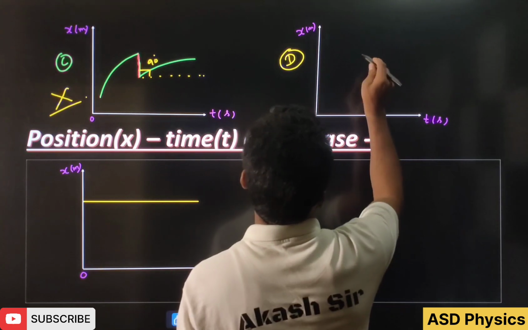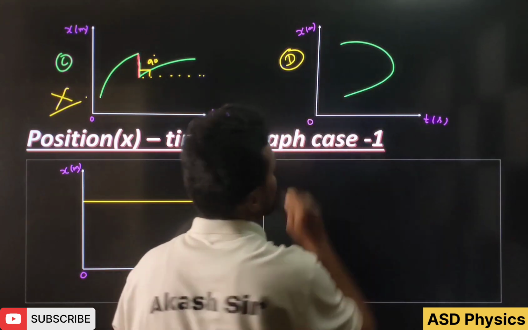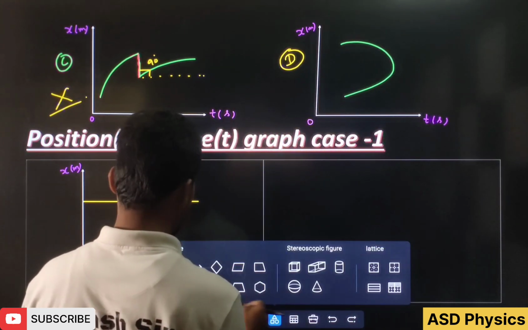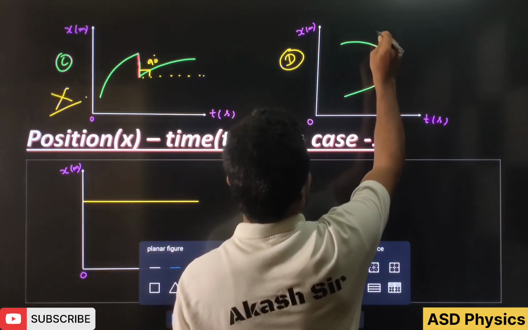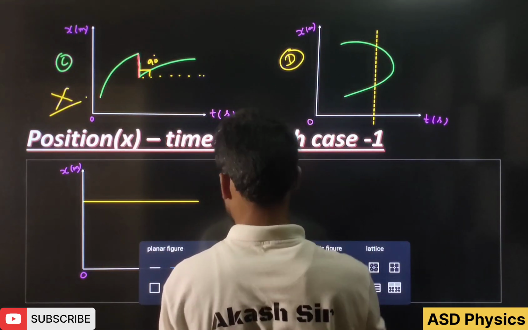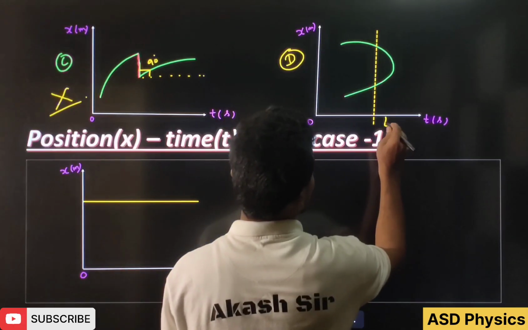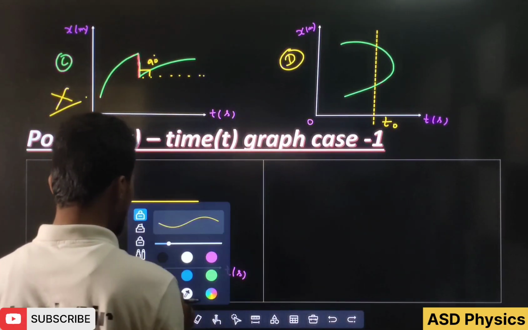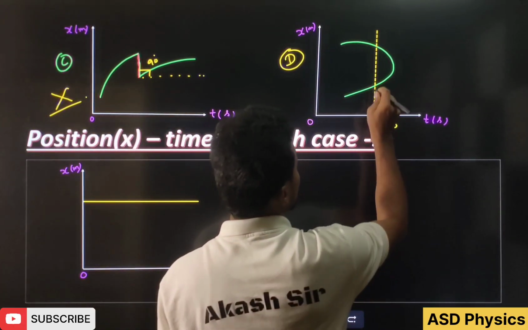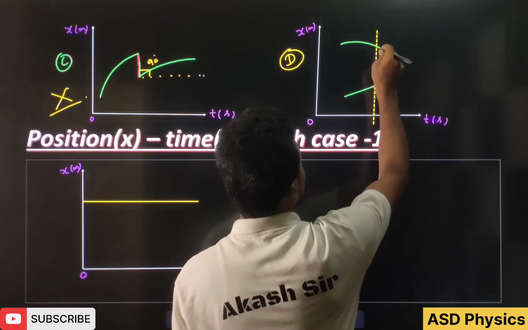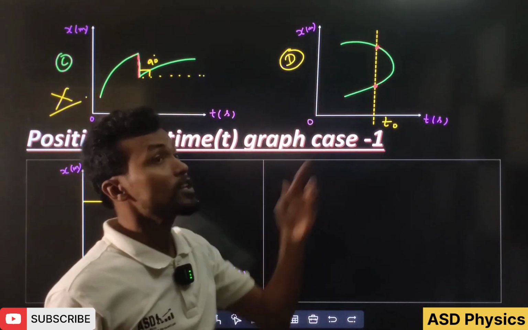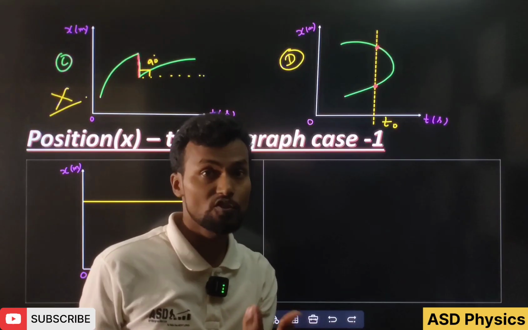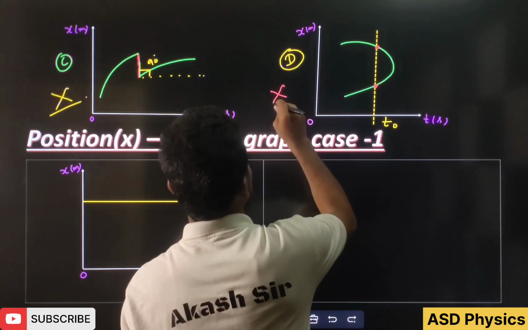Let's take the graph is given like this. In this situation you can see very well, if you draw one line like this, let's take that the time is t naught. But at this time t naught, how many possible values of the position are coming? Here one value and here one value. So at any specific time, how can there be two possible positions? That is not possible. So this is also wrong.